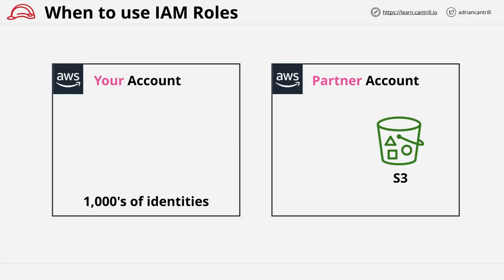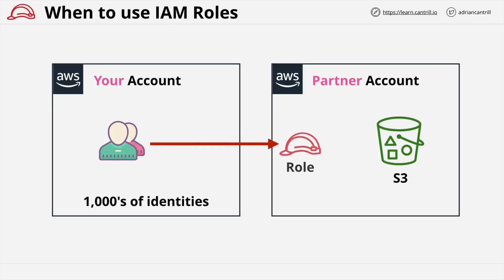In this situation, the best approach is to use a role in the partner account. Your users can assume that role, get temporary security credentials, and use those to upload objects. Because the IAM role in the partner account is an identity in that account, then using that role means that any objects that you upload to that bucket are owned by the partner account. So it's a very simple way of handling permissions when operating between accounts.